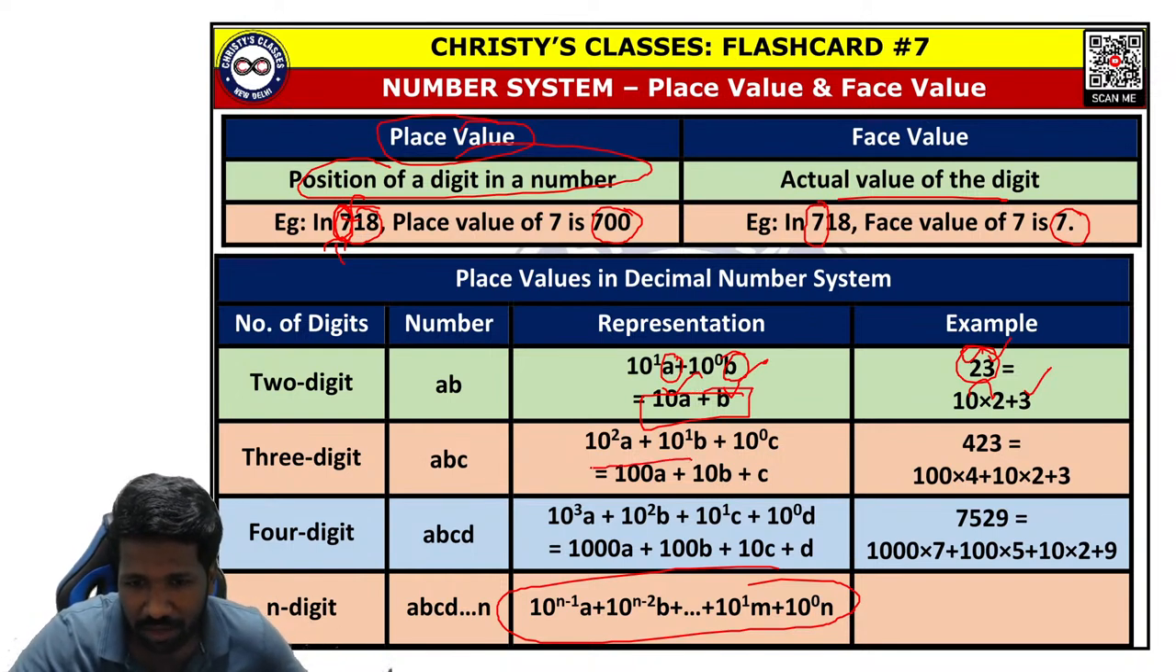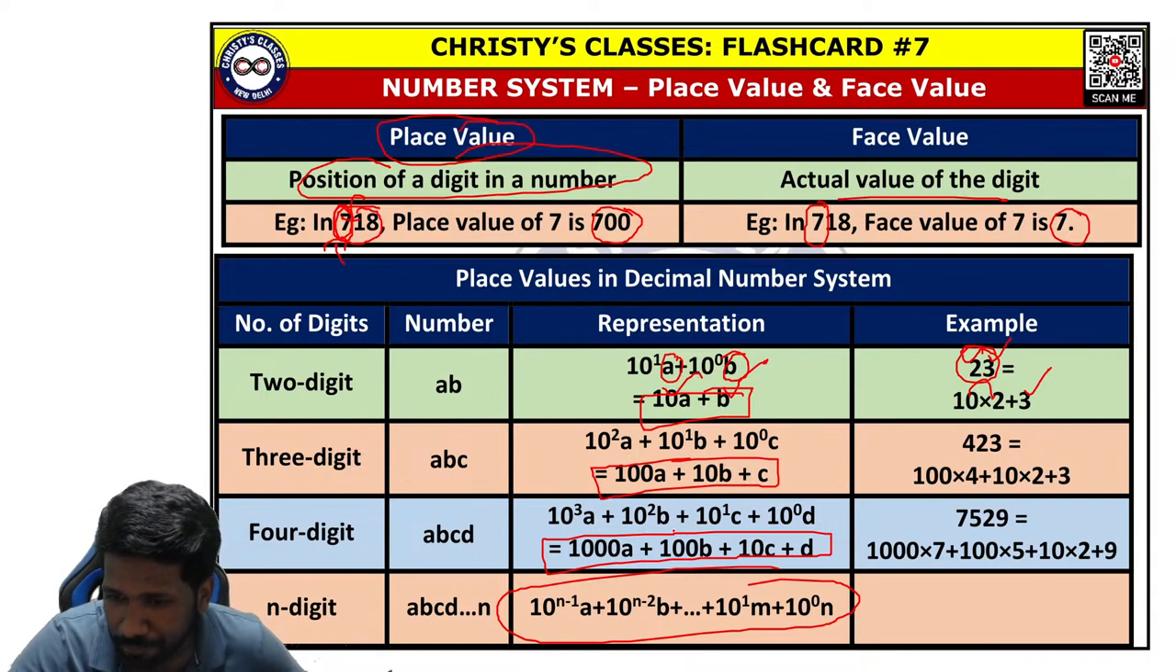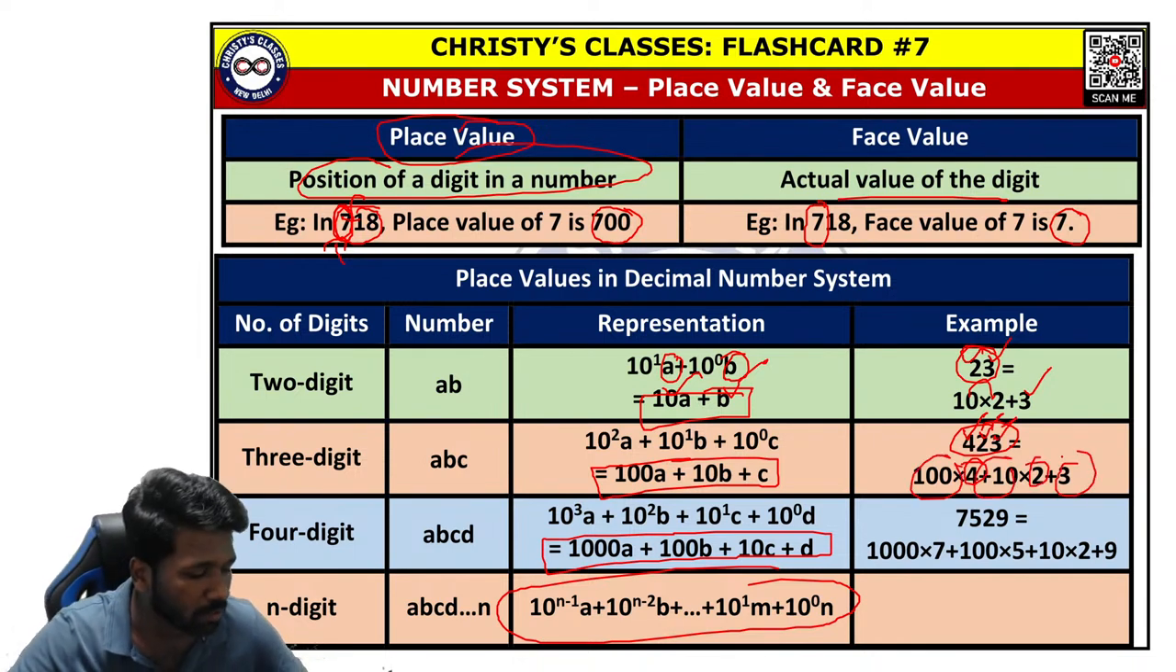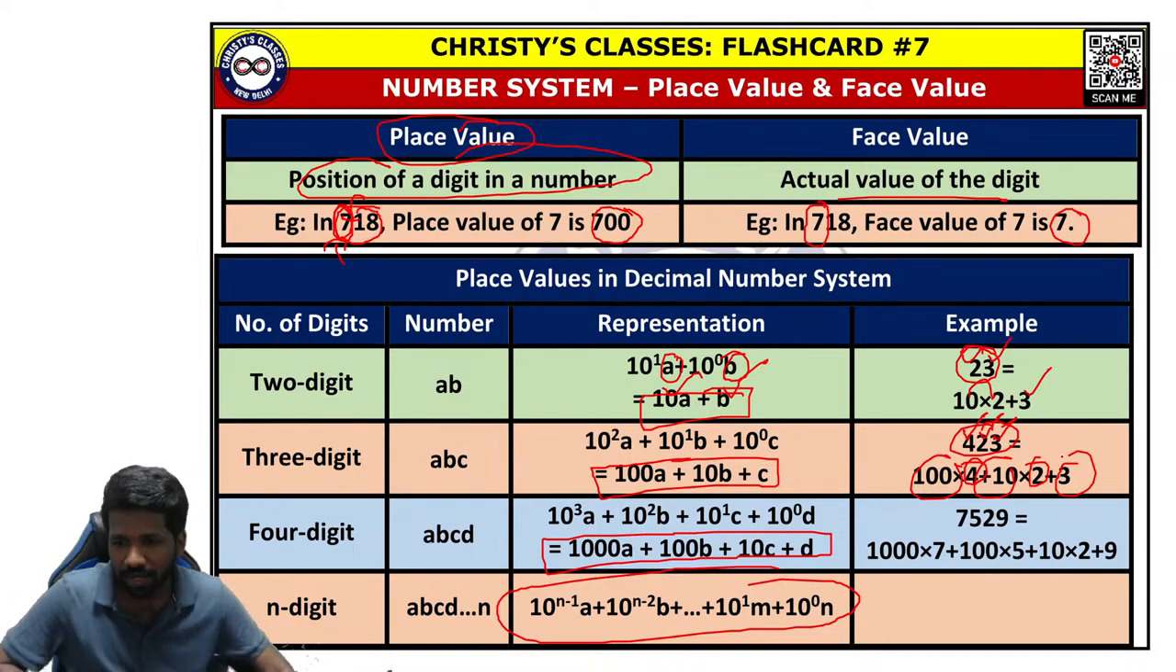If it is a 3 digit number, it is 100A plus 10B plus C. 4 digit number, 1000A plus 100B plus 10C plus D. For example, 423. It is 400, 20, and 3. That is 4 into 100 plus 2 into 10 plus 1 into 3. I hope all of you are understanding.